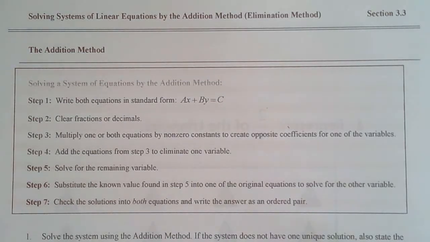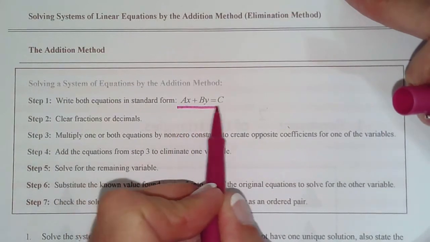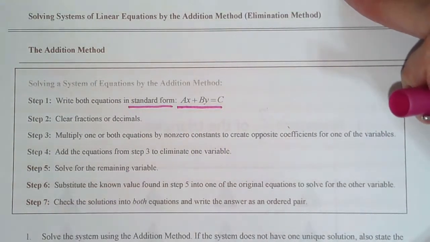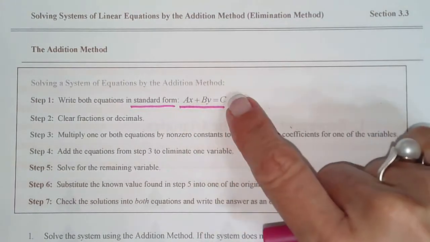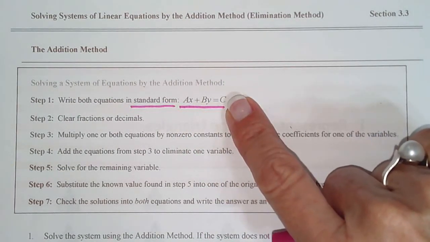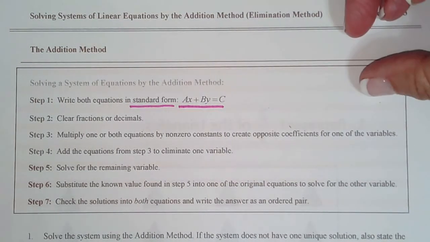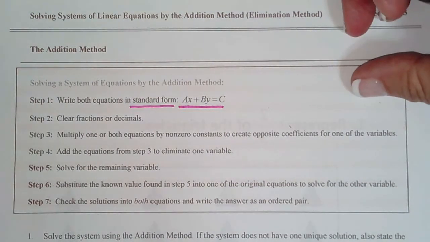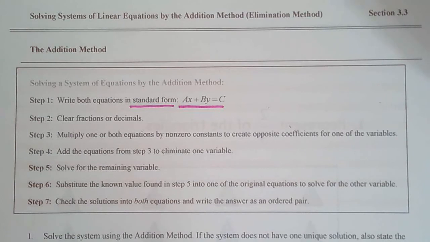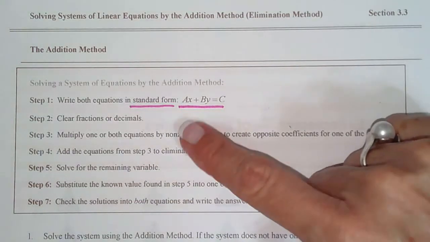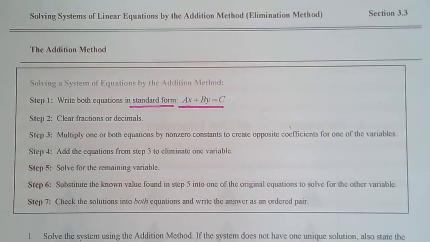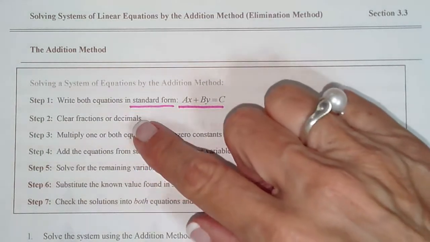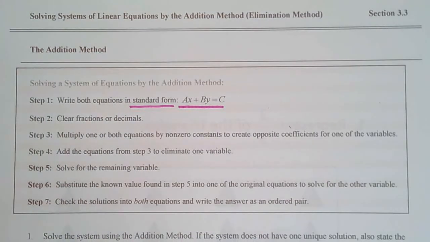So first thing we're going to do is write both equations in standard form. You put the x and y on the left in alphabetical order, and you set it equal to the constant, the number without the variable. So we don't solve for one of the variables. Remember, step one of the substitution method was solve for the variable with a 1 in front of it. Don't do that now. We just line them up in order, x and y on the left, constant on the right. Clear fractions or decimals, just like our last method.